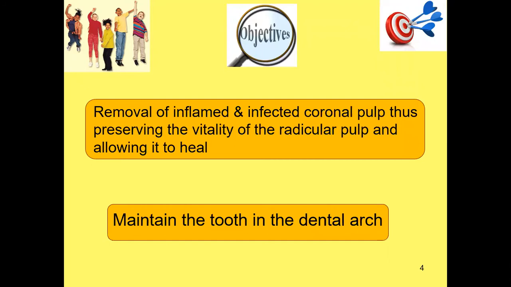So what is the objective? Why do you need to do all this? The main objective is to maintain the tooth in the dental arch, because obviously we all know that the natural space maintainer is your teeth. So maintaining the tooth in the dental arch is the best thing you can do. Next is removal of the inflamed or infected coronal pulp. You're removing it beforehand and preserving the vitality of the radicular pulp, allowing it to heal by itself. Those are the two main objectives of doing a pulpotomy.